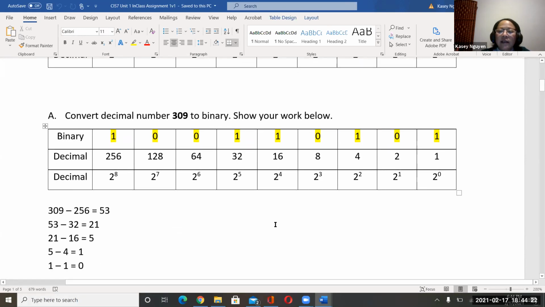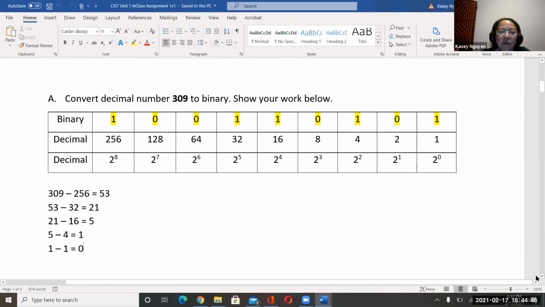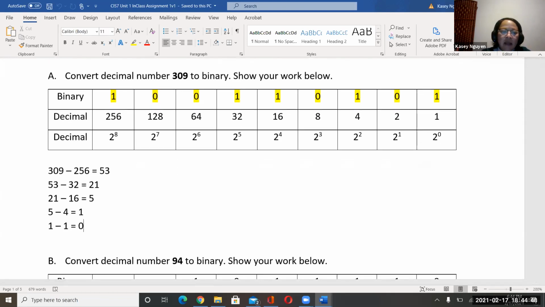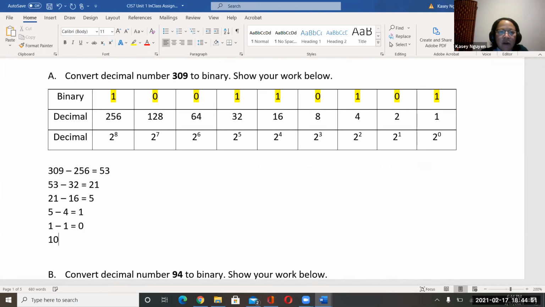1 minus 1. Since we subtract 1, that's going to be 0 left. Okay, so if you subtract that number on the scale, you got to put the binary 1 on top because that bit is turned on. And when you write out your answer, you simply type out the 0s and 1s. So that means that we would go 1 0 0 1 1 0 1 0 1.